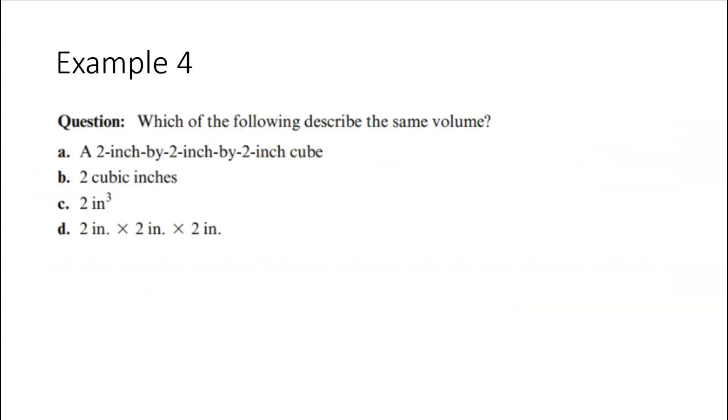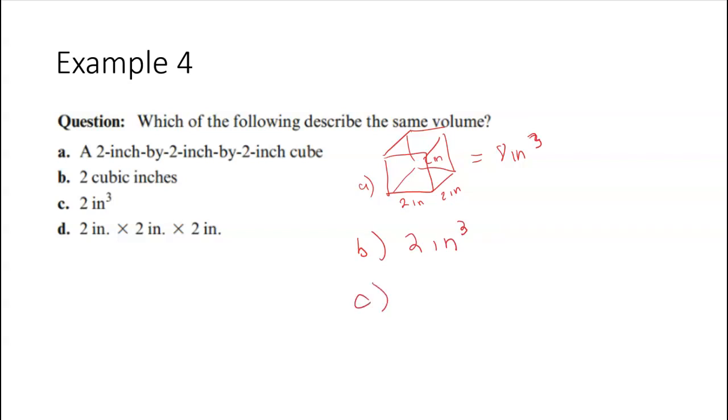So which of the following describes the same volume? We're going to draw these out, so bear with me. For a 2 inch by 2 inch by 2 inch cube, the volume would be, if I multiply all three, 8 inches cubed. B is 2 cubic inches. C is 2 cubic inches. And D is 2 inches by 2 inches by 2 inches.